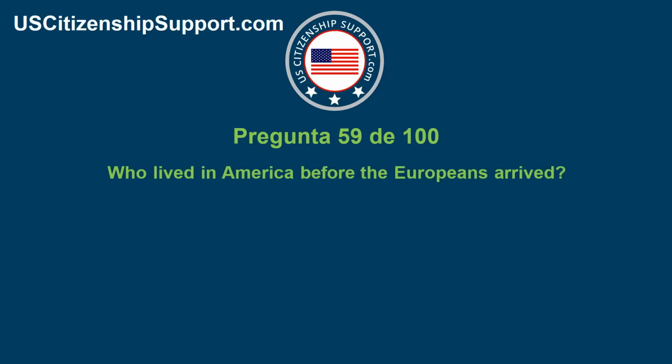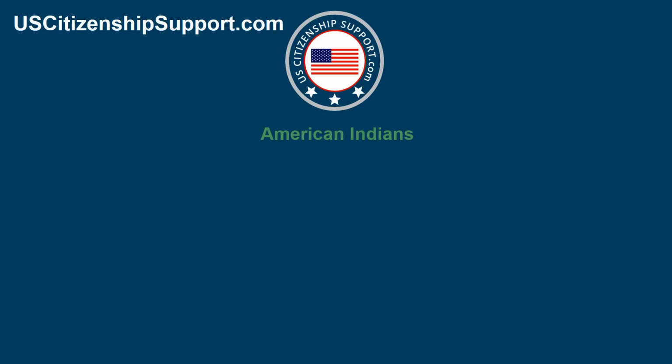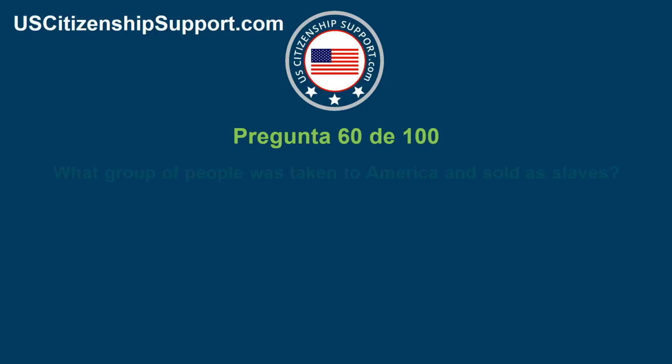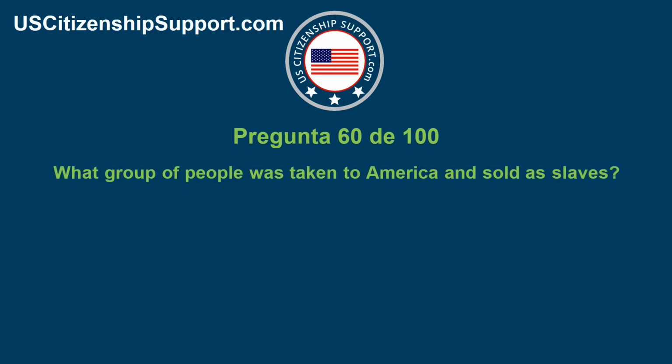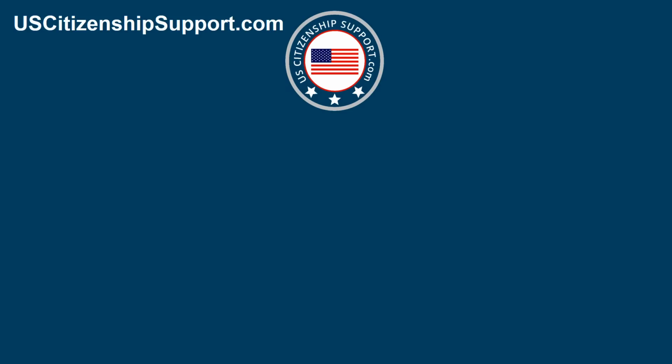Who lived in America before the Europeans arrived? American Indians, Native Americans. What group of people was taken to America and sold as slaves? Africans, people from Africa.